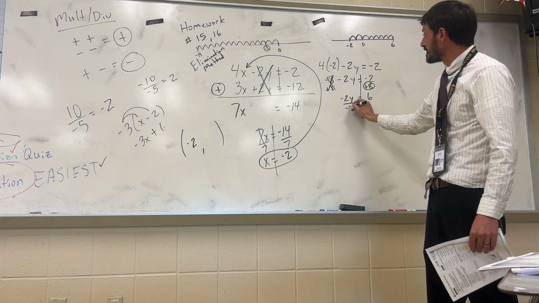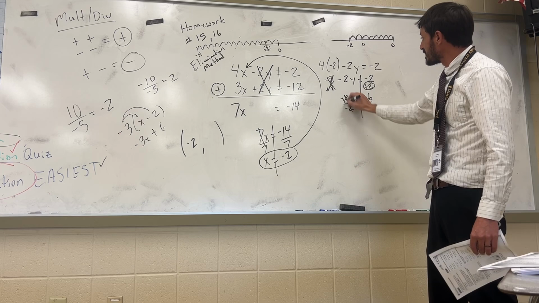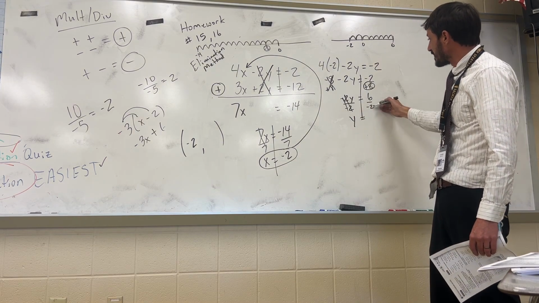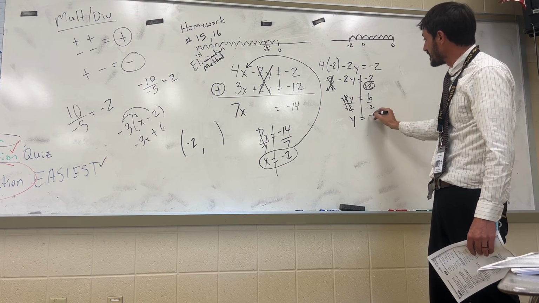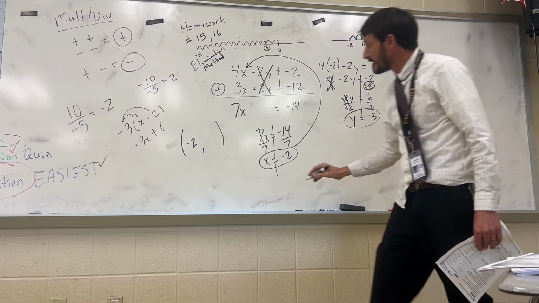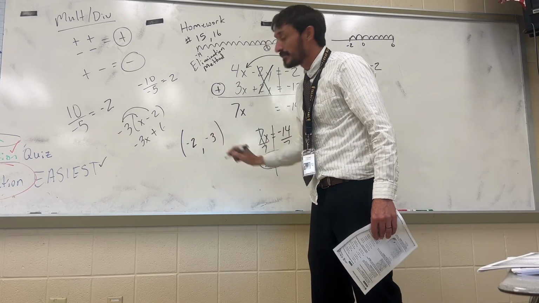At the end, we're going to divide by negative 2. When we do this, we have y equals 6 divided by 2 is 3, and a positive divided by negative is negative. So we get y equals negative 3, and so our answer is negative 2, negative 3.